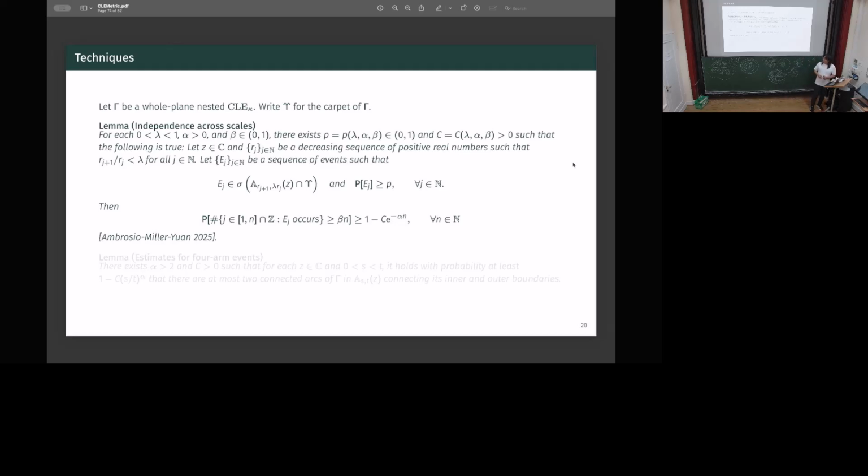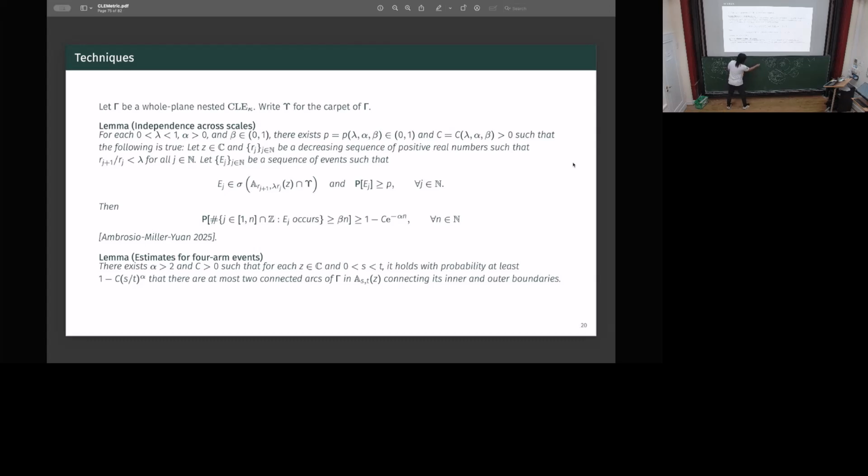So this is already proved by Valeria, Jason, and Ingen for the non-simple case, but a similar argument can also work for the simple case. And another estimate that is very useful is the estimate for four arms.